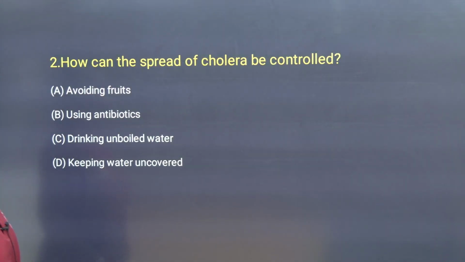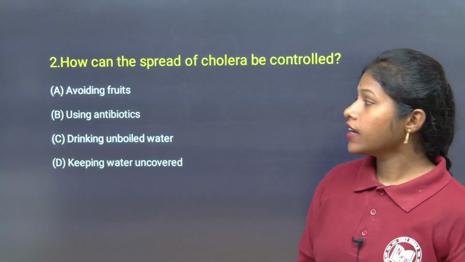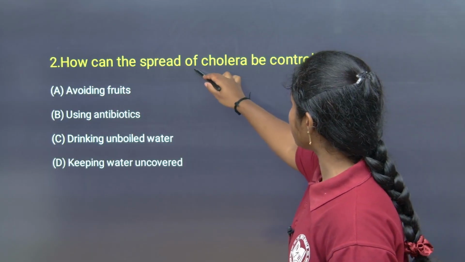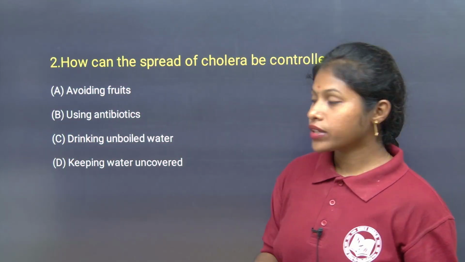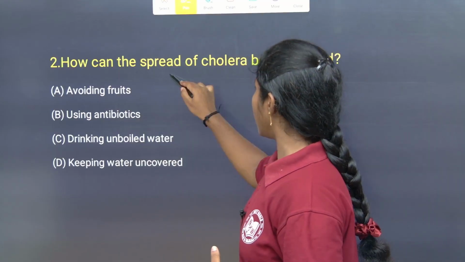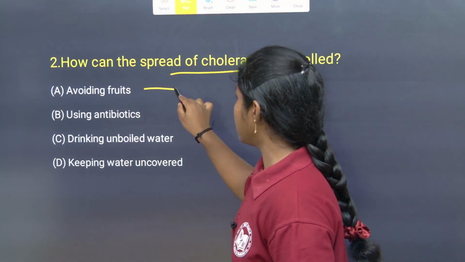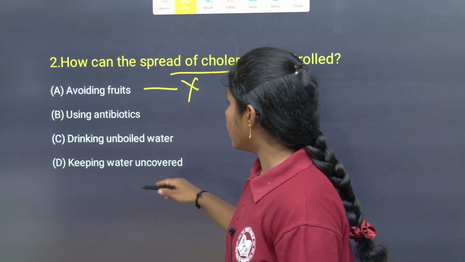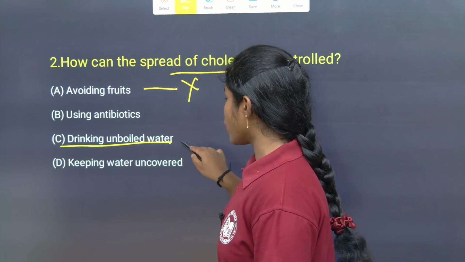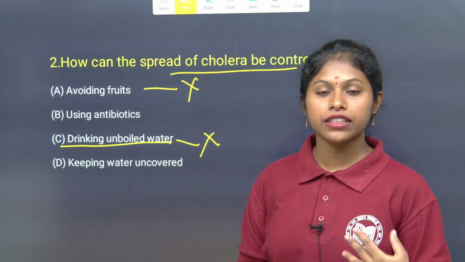So here is the next question, children. How can the spread of cholera be controlled? They are asking how we can control this cholera. By avoiding fruits? No. How can we control cholera by avoiding fruits, children? No. Drinking unboiled water is also no. So we have to maintain hygiene conditions and we have to drink boiled water.